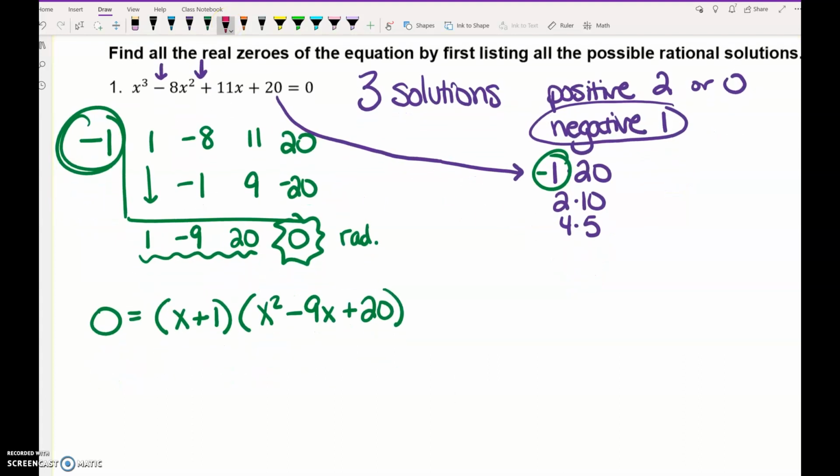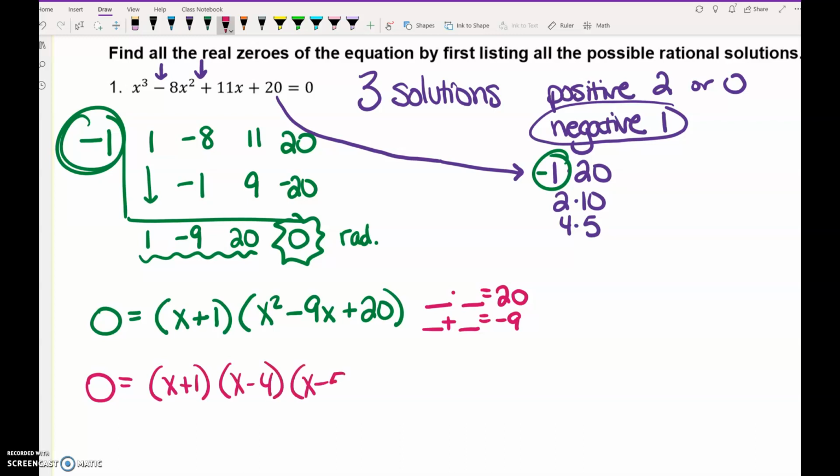Once we have this partially factored form, we need to figure out 2 numbers that multiply to give us 20 that add up to -9. -4 and -5. x minus 4, x minus 5. And that means our solutions are -1, which we already knew from up here, and +4 and +5.